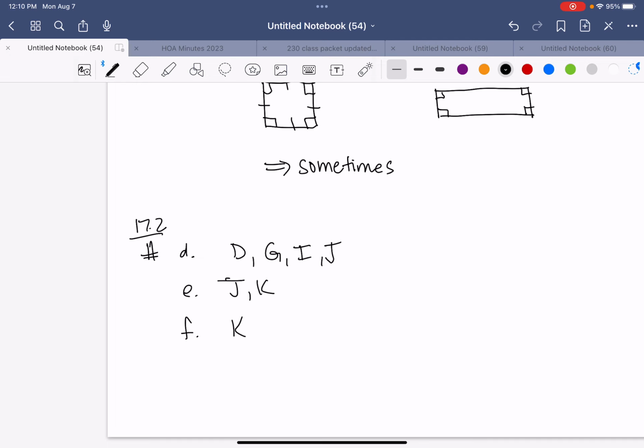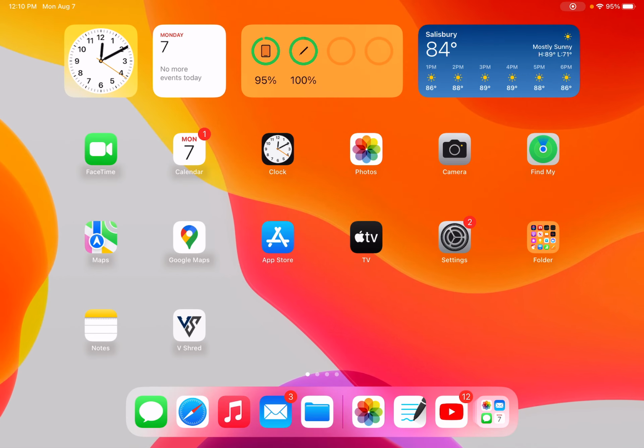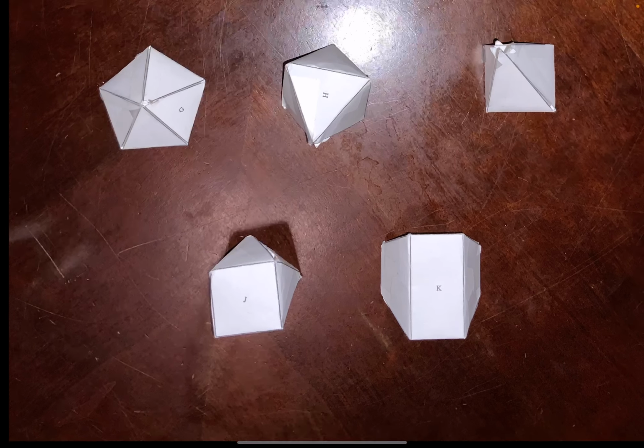H. No edges are parallel. Okay. So first of all, anything that has a parallelogram is going to have edges that are parallel. So anything that has a parallelogram is already off the table. Anything that has a square or a rectangle also is going to be off the table. So let's take a quick peek.